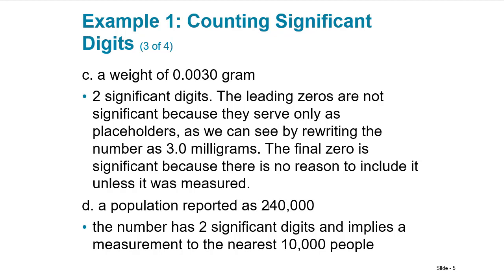All right, 240,000. Of course, those zeros are insignificant, right? Because you can just think of 24 and then a 10,000th. It's basically implying that you've rounded, because I doubt a population is exactly 240,000. They've obviously rounded to the nearest 10,000.